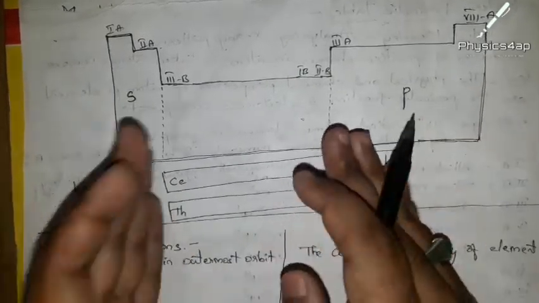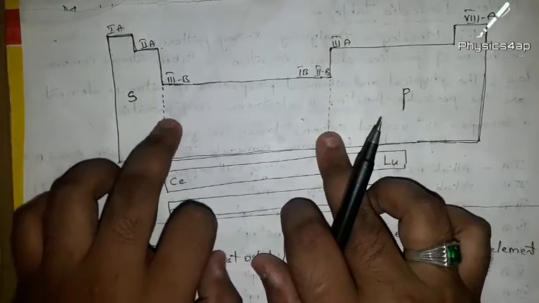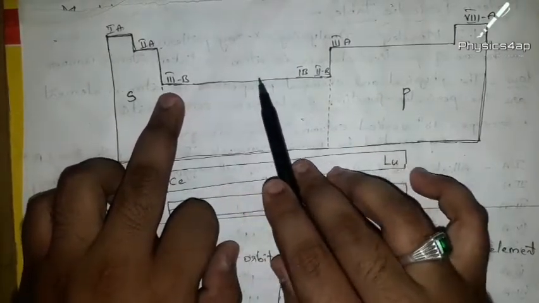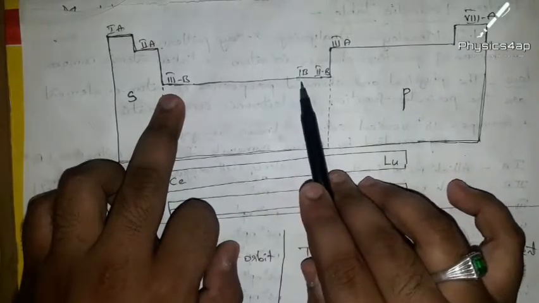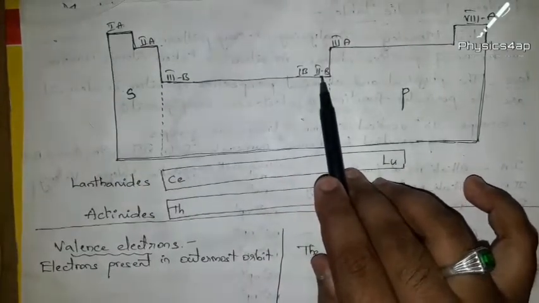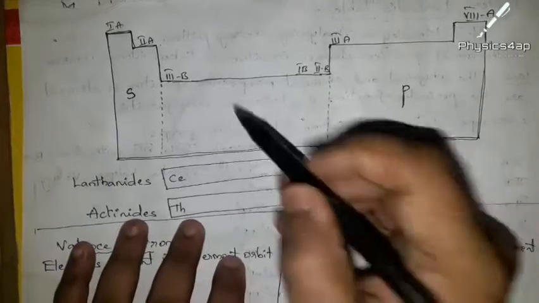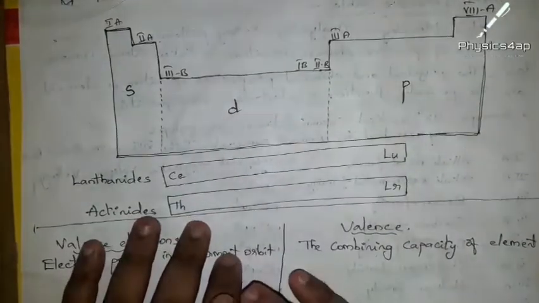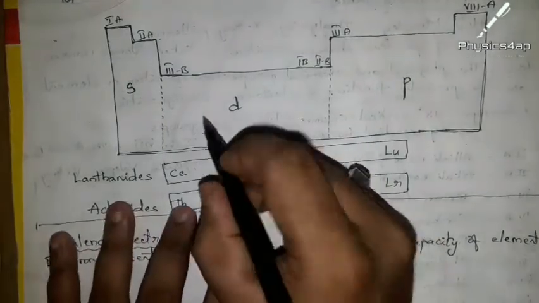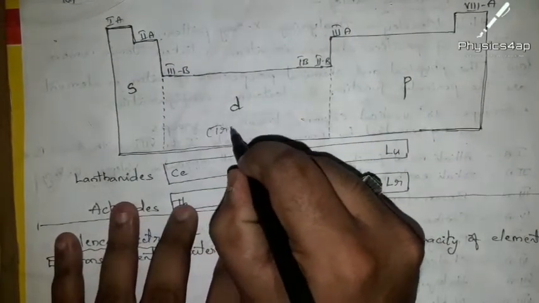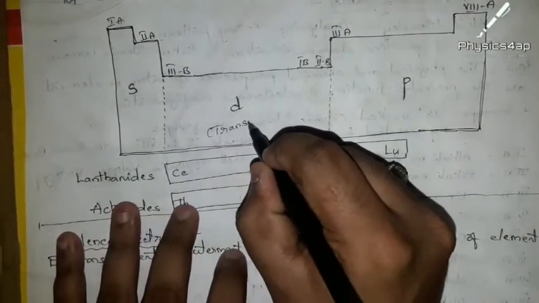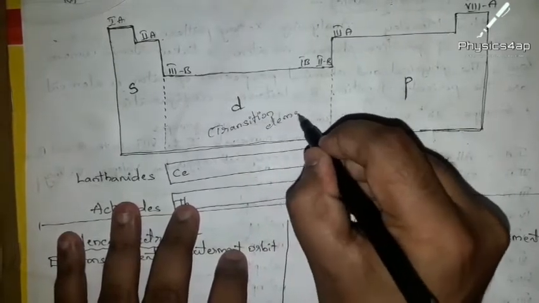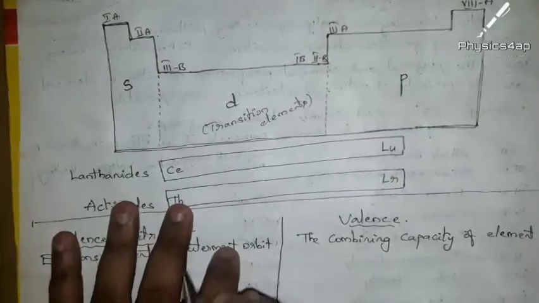And coming to the middle, we have the B groups, that is starting from 3B, 4B, 5B, 6B, 7B, 8B, and 1B and 2B. This is called the D block elements. These are called the D block elements, and we have another name, which is the transition elements. So we call them the transition elements.